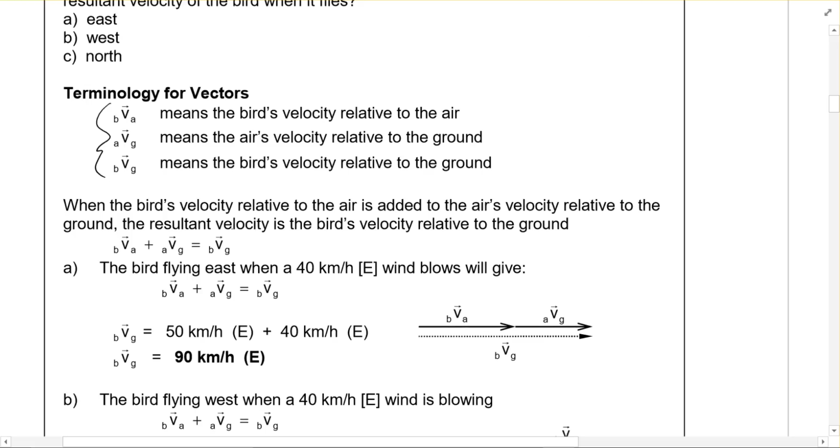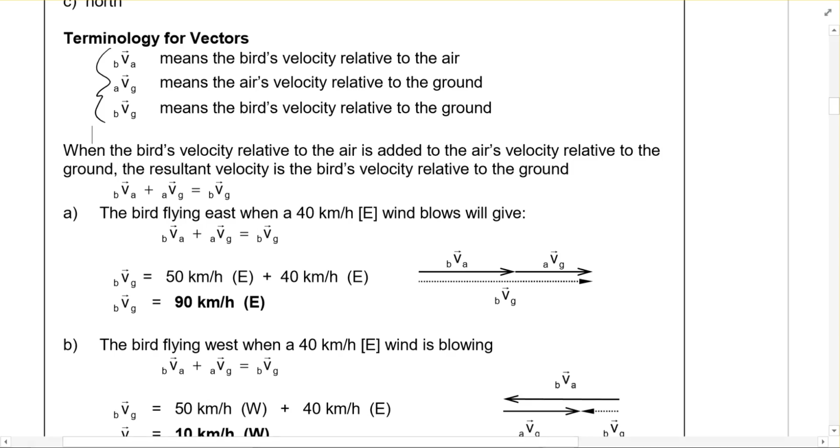It says when the bird's velocity relative to the air is added to the air's velocity relative to the ground, the resultant velocity is the bird's velocity relative to the ground. Kind of like what I just set up there, right? So we need to just add the two. This looks all confusing, but all we're doing is really just adding the two vectors.